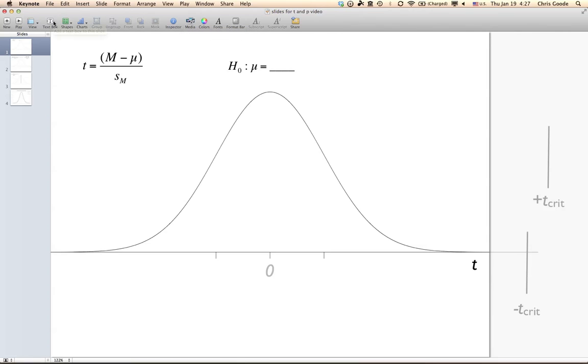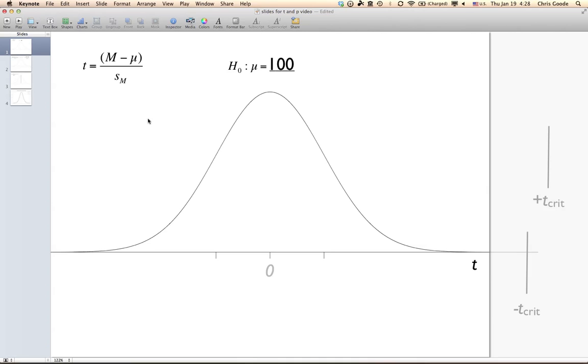I think a good example of this might be IQ scores, where we know that the population mean IQ value is 100. Your sample mean would be the average IQ of some group that had been treated in some way. Maybe they were taking some drug, which you might expect to improve or decrease their IQ. And of course, the S sub m being the estimated standard error of this sample mean.